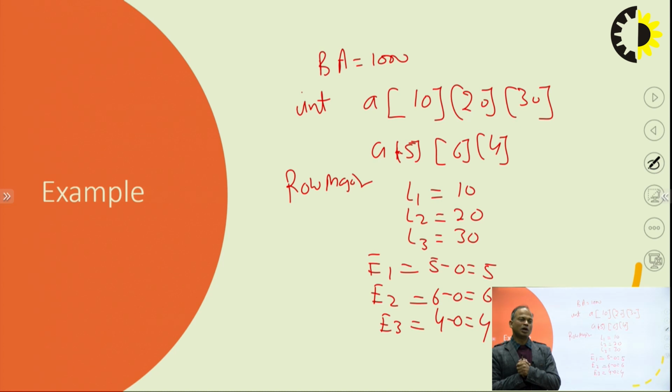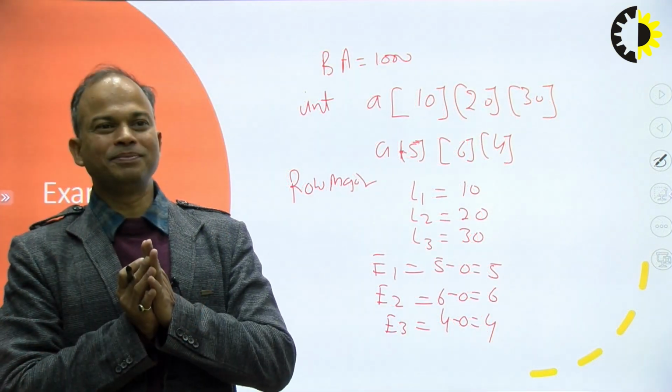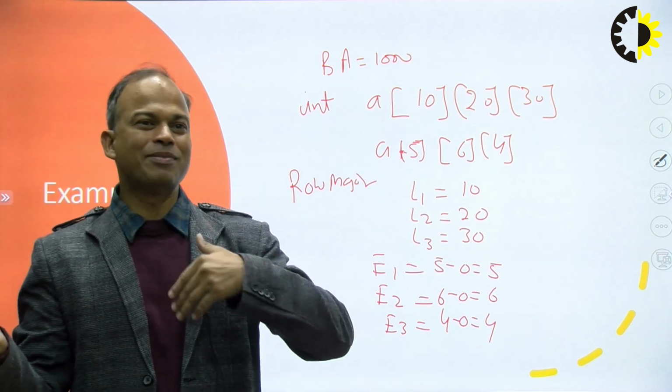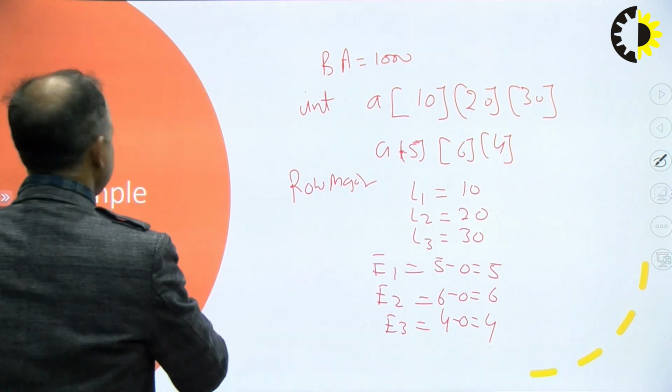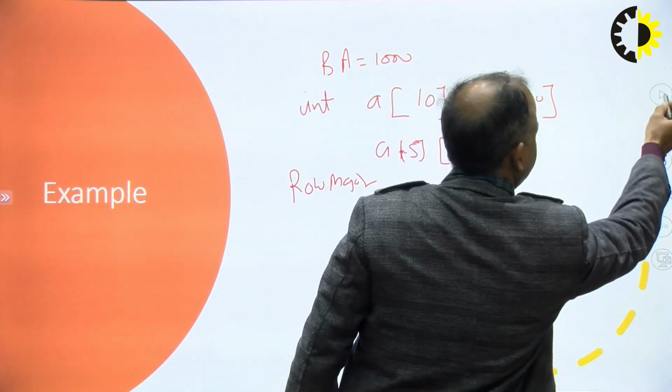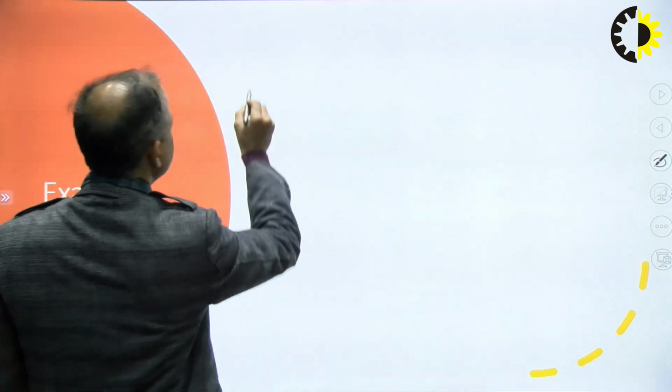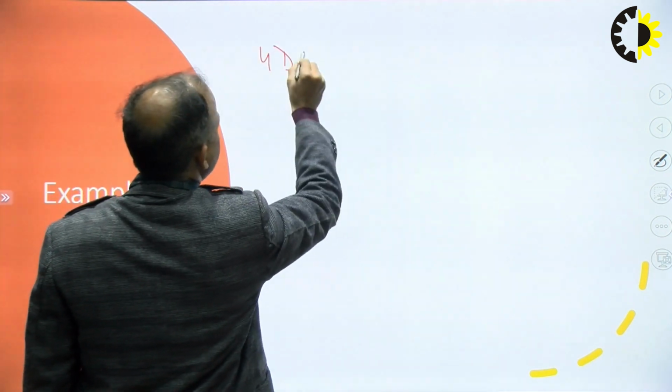So we are able to find out the values of E1, E2 and E3, L1, L2 and L3. After putting these values in our formula, we can find out the address of any memory location. And in the last, I am also going to write the formula for the 4D array, so that there should be no doubt how we can derive the formula. This is very simple.